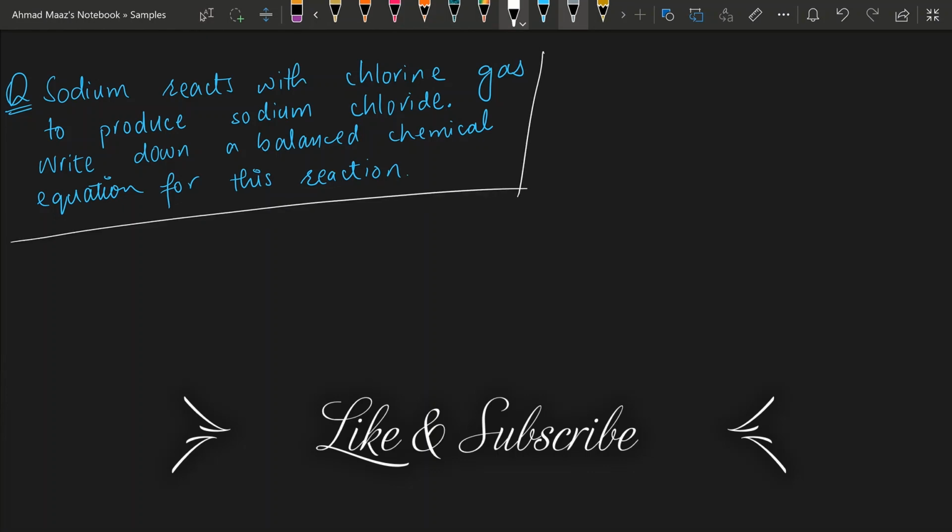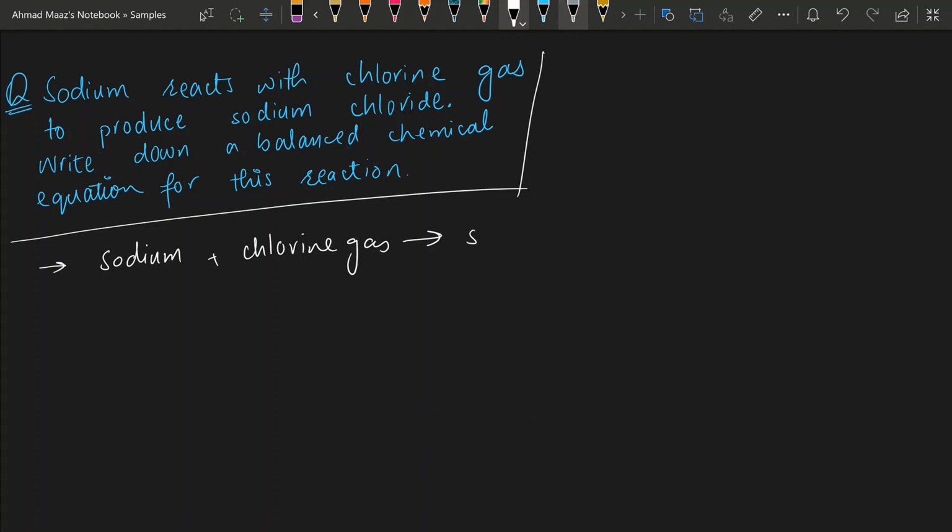Sodium reacts with chlorine gas to produce sodium chloride. Write down a balanced chemical equation for this reaction. Let's try to write down the word equation first. It says sodium reacts with chlorine gas to produce sodium chloride. Alright, so now this is the word equation. Let's try to write down its chemical equation from this.